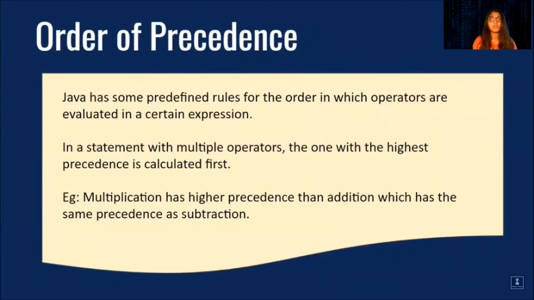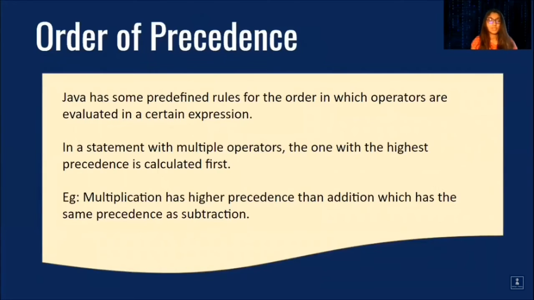Now we go on to order of precedence. Java has some predefined rules for the order in which operators are evaluated in a certain expression. This is done in order to eliminate any ambiguity or confusion. In a statement with multiple operators, the first one is always the one with the highest precedence.